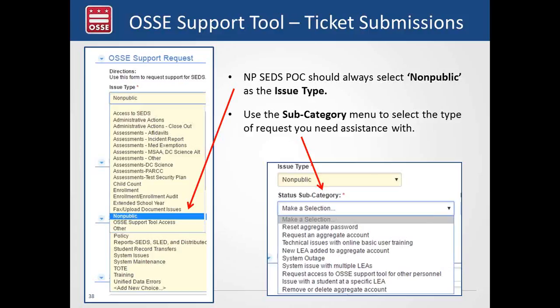If you do not have access to the OSSE Support Tool, yet you are the non-public SEDS point of contact, you need to email OSSE and ask for an OSSE Support Tool account.